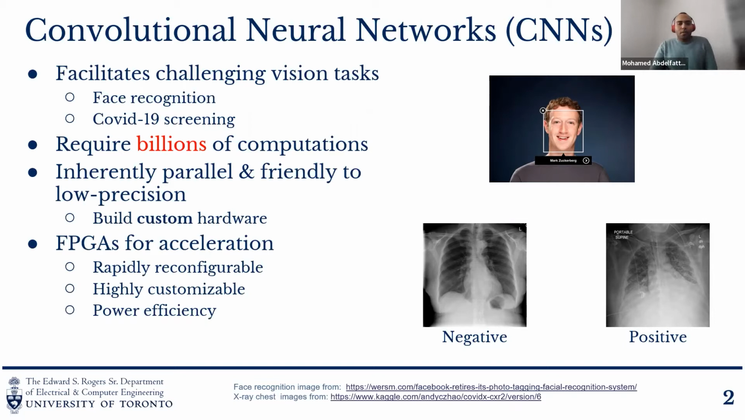Recently, field programmable gate arrays, or FPGAs, have become more popular as a platform to accelerate CNN computations, as they can be rapidly configurable, and they are highly customizable and high in power efficiency, which makes it practical to tune the accelerator for the specific needs of the problem at hand or the application in need.